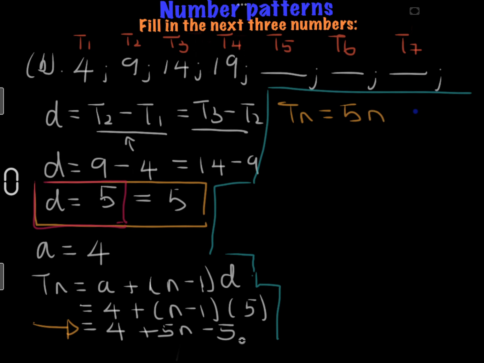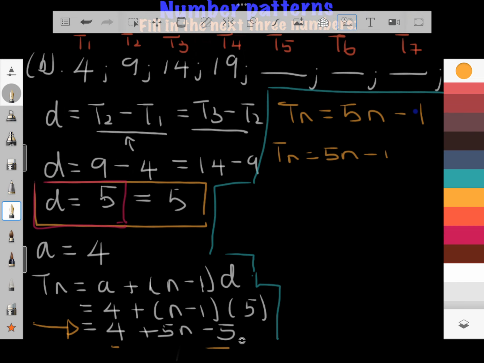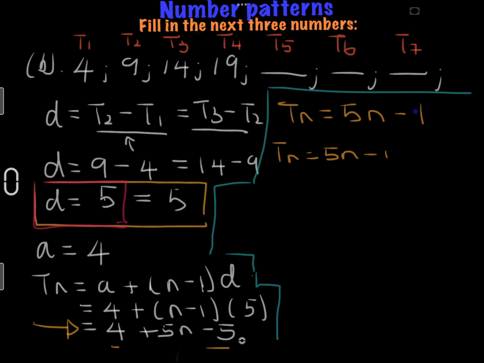So now we know that 4 minus 5 gives us negative 1. So Tn is equal to 5n minus 1. Now, to find missing terms, for instance, we want to find term 5. It will be 5 times 5 minus 1.